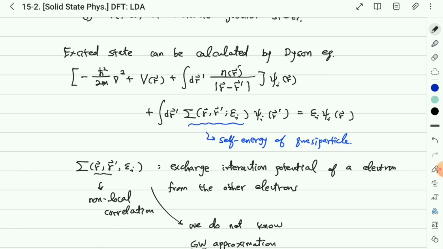Anyway, this local density approximation and the density functional theory should be calculated by numerical calculation, and not mathematical calculation. Therefore, we should use a computer program.